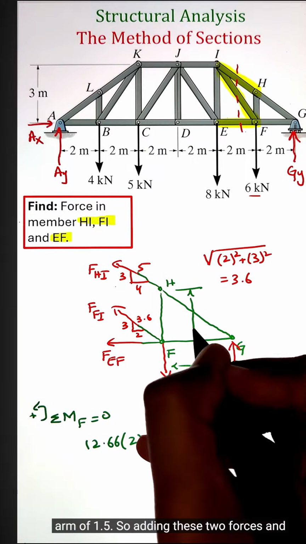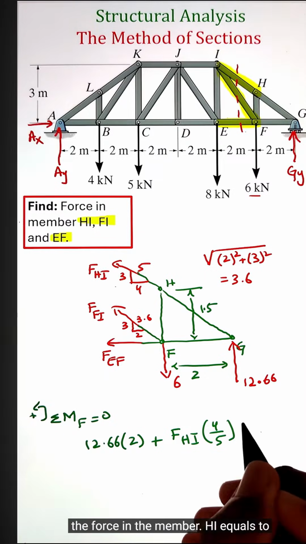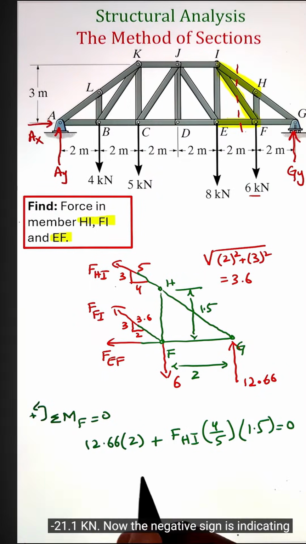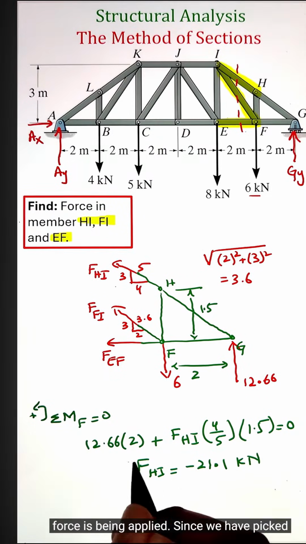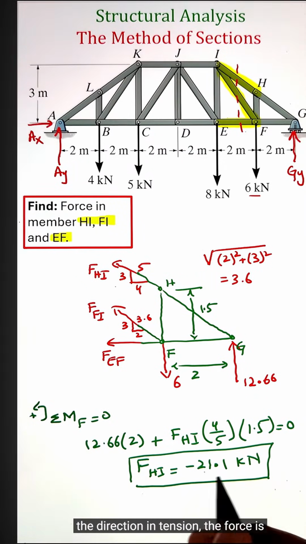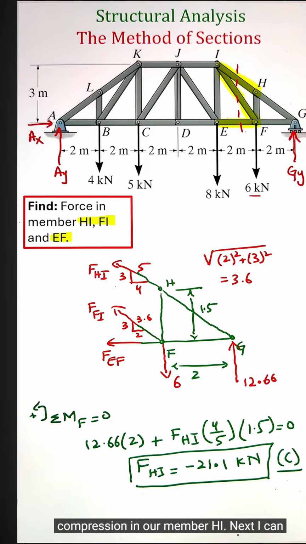So adding these two forces and equating it equals to 0, we get the force in the member HI equals to negative 21.1 kilonewton. Now the negative sign is indicating that the direction that we have picked is the opposite direction in which the force is being applied. Since we have picked the direction in tension, the force is compression in our member HI.